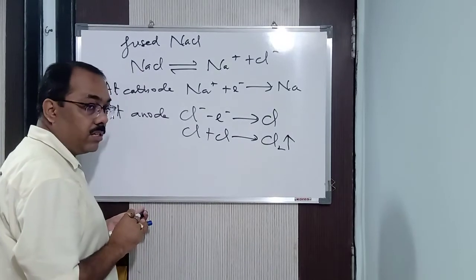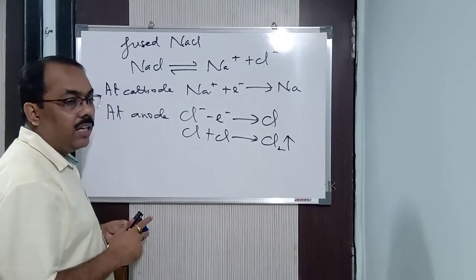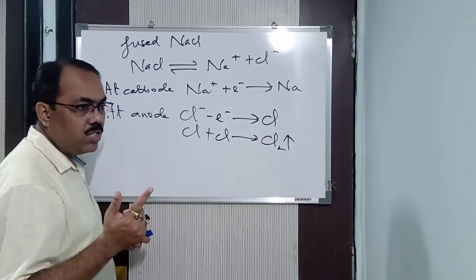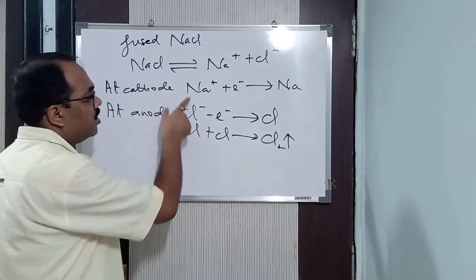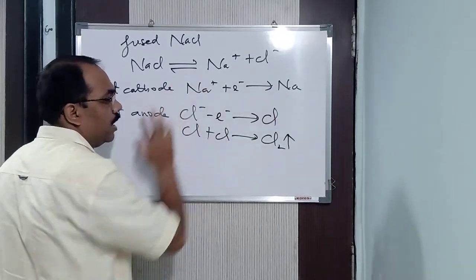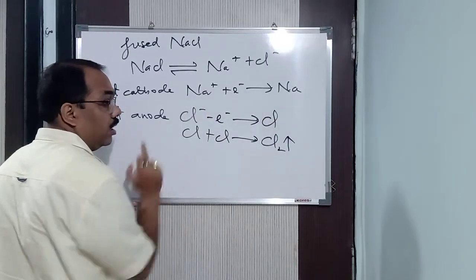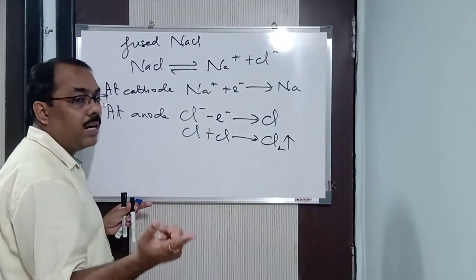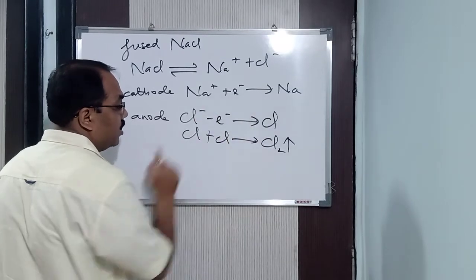One more thing you should know: two changes take place when electrolysis takes place. One is the primary change, another is the secondary change. Primary change means the conversion of ions into their neutral particles. Again I repeat, the conversion of ions into neutral particles is called a primary change. This is a primary change.